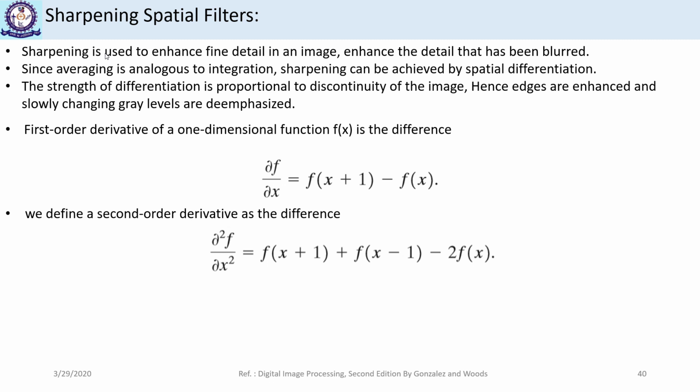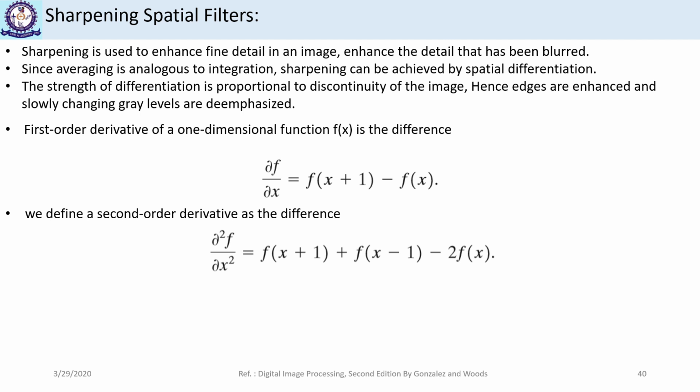Hello all, welcome to the second part of spatial filtering. In the first part we have discussed smoothing filters. In that we discussed linear filters and non-linear filters. In linear filters we discussed the averaging filter, and in non-linear filters we discussed the median filter. Now we will discuss the sharpening spatial filters.